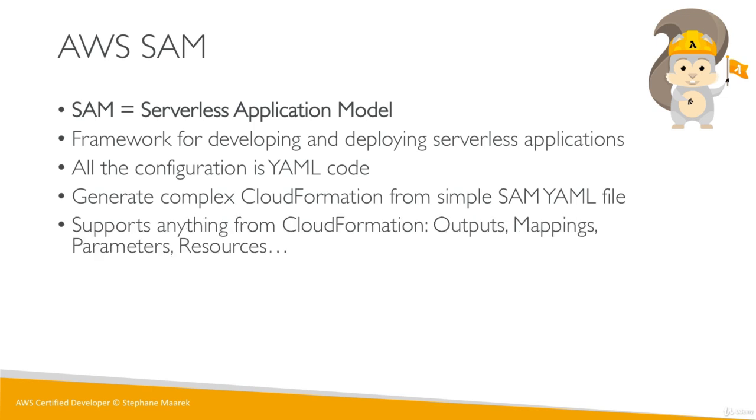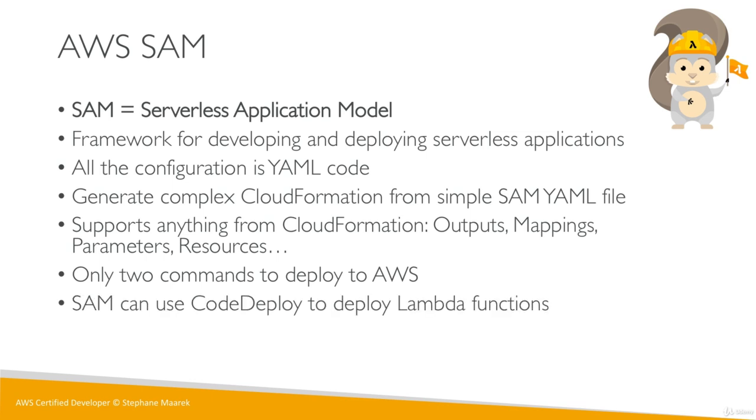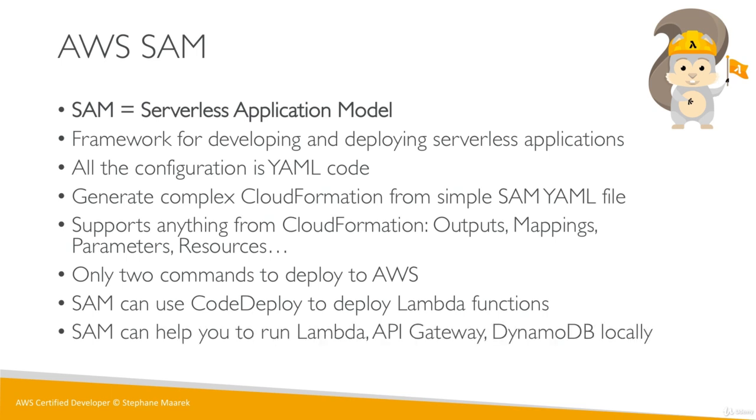Because our SAM code is just CloudFormation code, it supports anything that CloudFormation supports. So we can use outputs, mappings, parameters, resources, and any intrinsic function we can think of. It's only 2 commands to deploy to AWS, and we'll see this. And SAM can use CodeDeploy to deploy our Lambda functions if we wanted to be super picky about how we deploy our Lambda functions. Finally, SAM can help us run Lambda, API Gateway, and DynamoDB locally, which I think is huge because using this capability, we don't need to deploy our Lambda function to test it out. We can just run our entire stack straight from our computer.